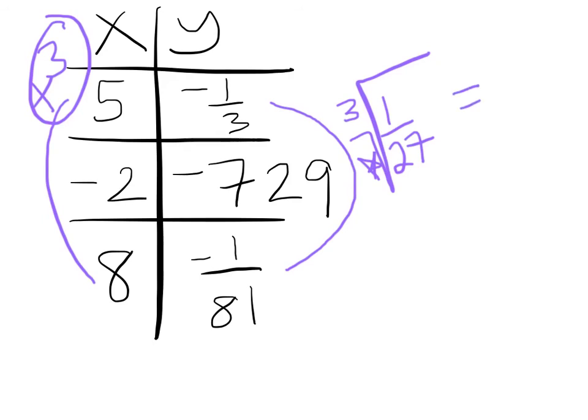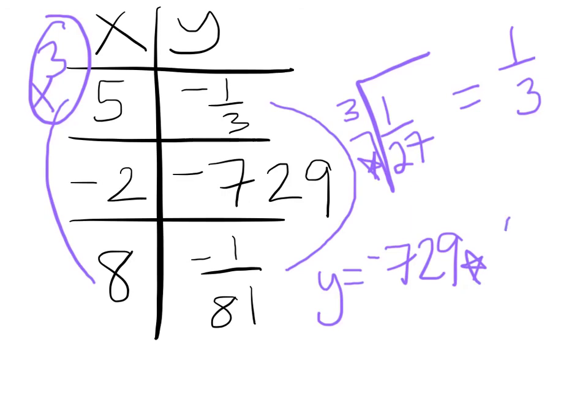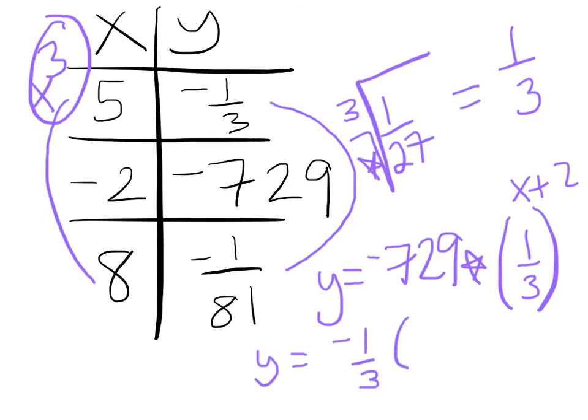Again, you can use your calculator if you want, or you can think about it as being the same thing as 1/3. So now I have y equals -729 times 1/3 to the x plus 2 power. Sorry, that really should be an exponent to the right of it. And then, or I could say y equals -1/3 times 1/3 to the x minus 5 power.